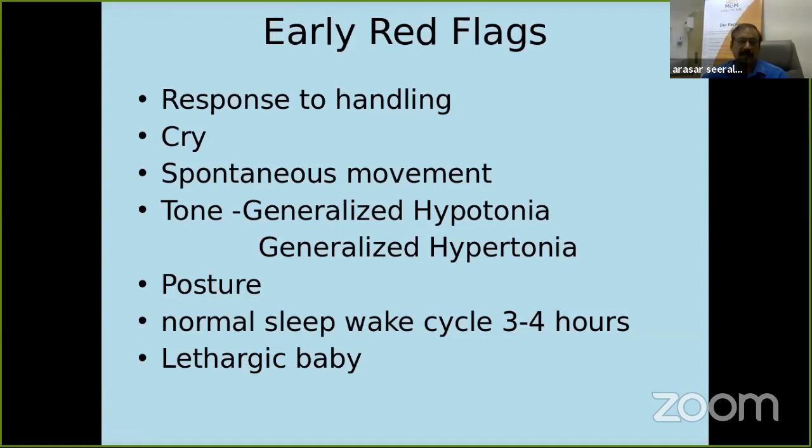Posture is one thing that, in a neonatal unit, will help you tell: is this baby having normal tone? Is this baby having normal sensory? On the next slide, I will show you a picture of how to identify this. And two other factors that you need to see is normal sleep-wake cycles.